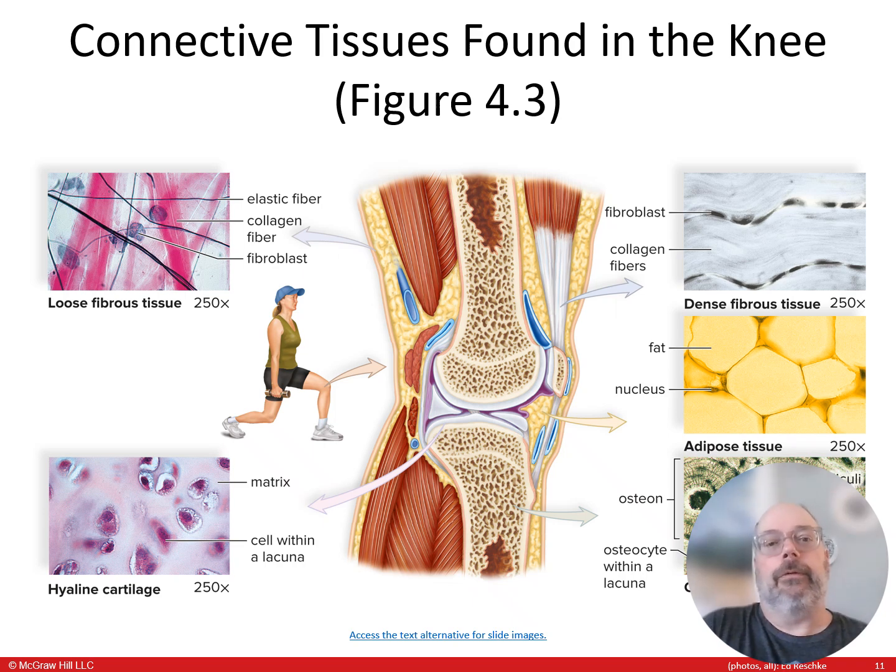Here are different types of connective tissue found in the knee. We have cartilage. We have some adipose tissue. We have fat. Fat provides a good cushion between joints and bones. All kinds of fibrous tissues and cells.